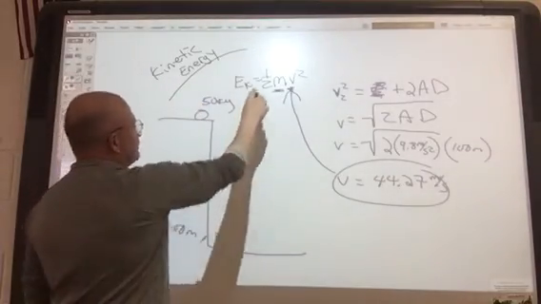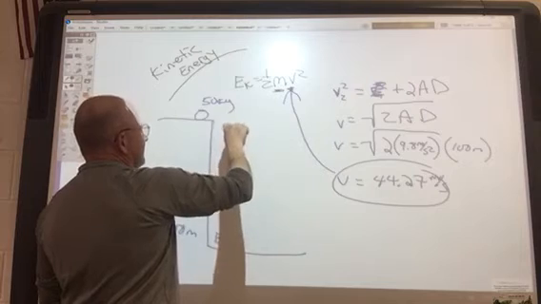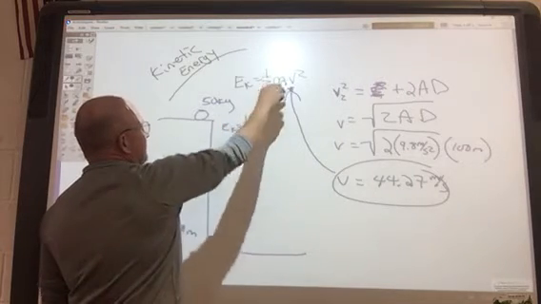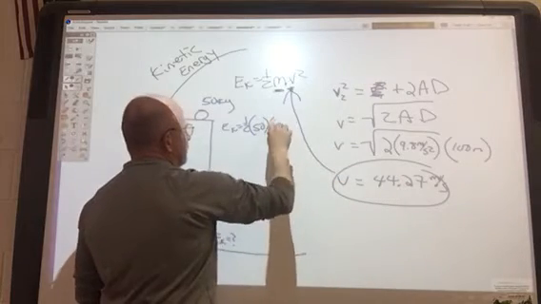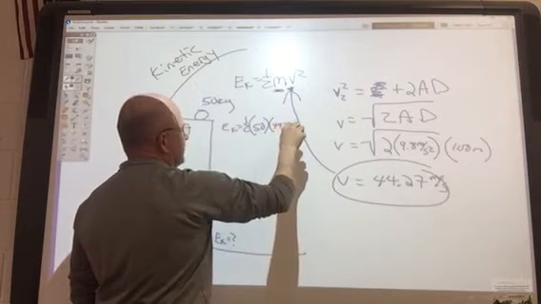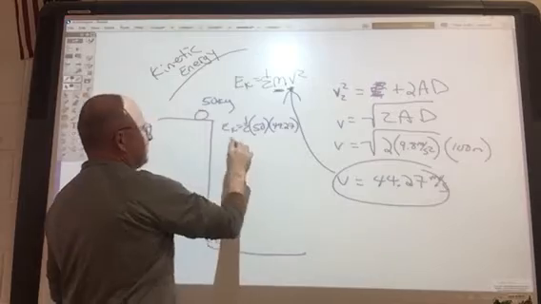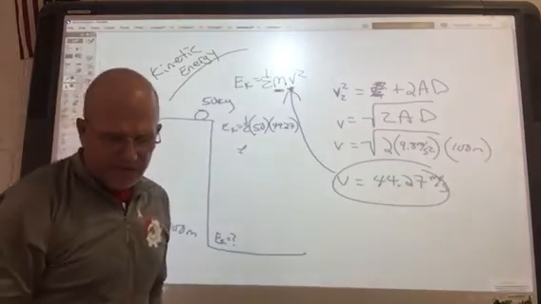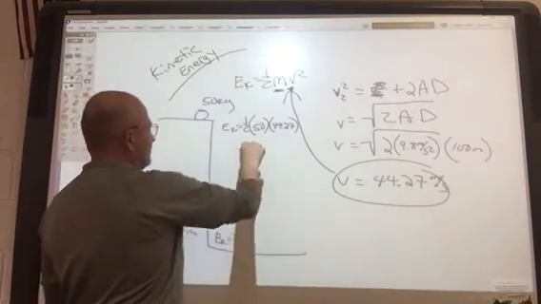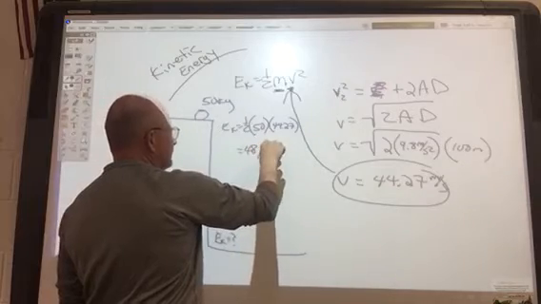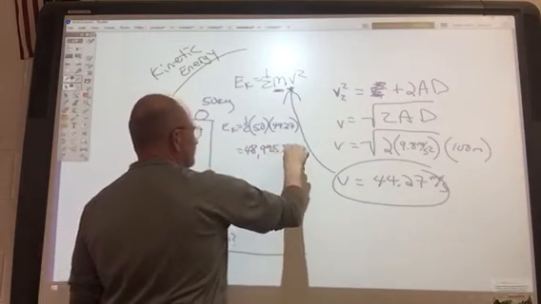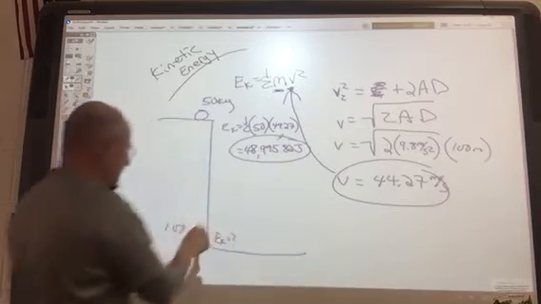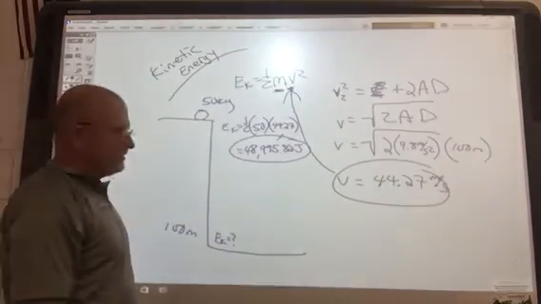All right, so then I just plug my numbers in. So EK equals 1/2, 50 is my mass. I'm just going to put the numbers here because I'm running out of room. 44.27 meters per second. And when I do that math, it's not too terribly difficult to see that I have 48,995.82 joules of energy at the bottom. That's how many joules of energy I have at the bottom of this thing.